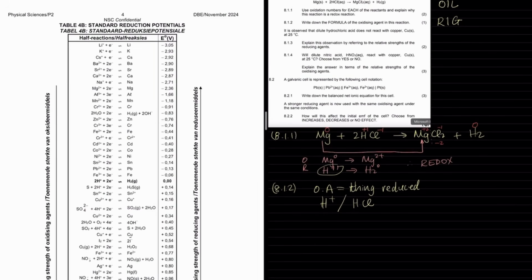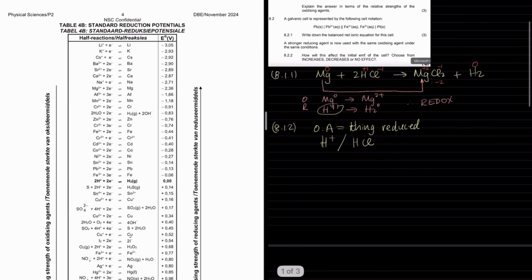Now let's take a look at question 8.1.3. It says, it is observed that dilute hydrochloric acid does not react with copper at 25 degrees Celsius. Explain this observation by referring to the relative strengths of the reducing agents. Okay, now to figure this out, I'm going to just write out the basic reaction here, just so that it's a bit easier for us to see.